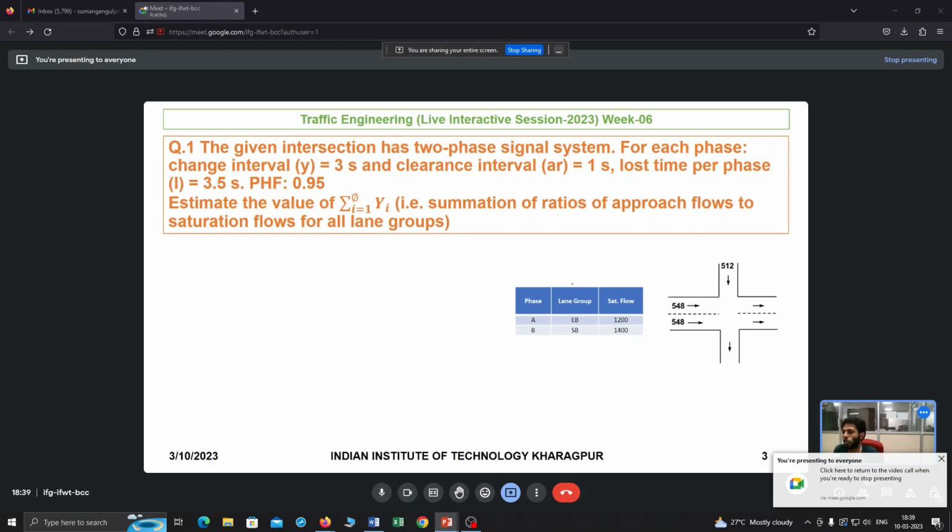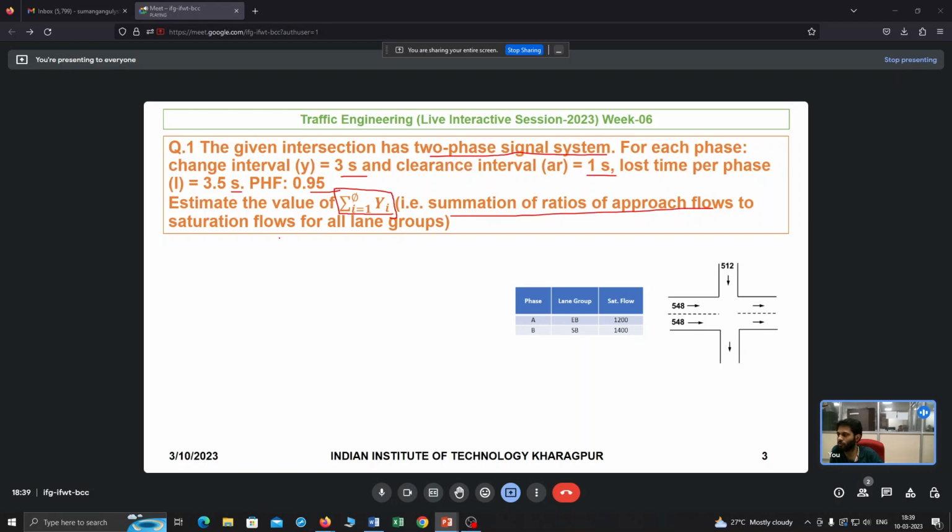So you have this intersection. It's a simple four-legged intersection, right? It is a two-phase. We know already what is two-phase. For each phase we have given 3 seconds, 1 second, time loss 3.5, peak hour factor 0.95, right? So we need to calculate the value of summation y, the total summation of ratios of approach flow to saturation flow for all the lane groups. And how to do it, right?